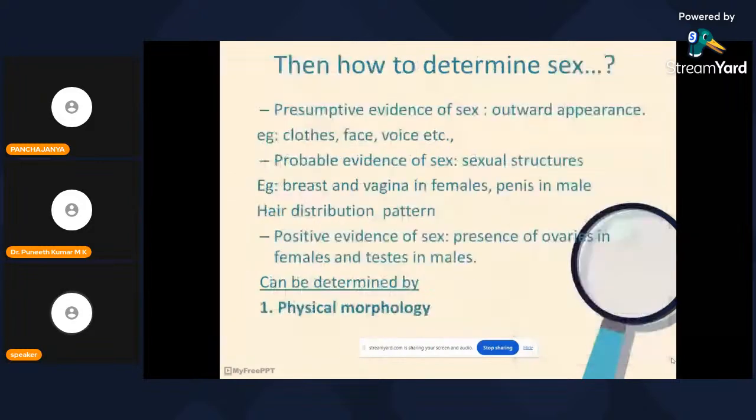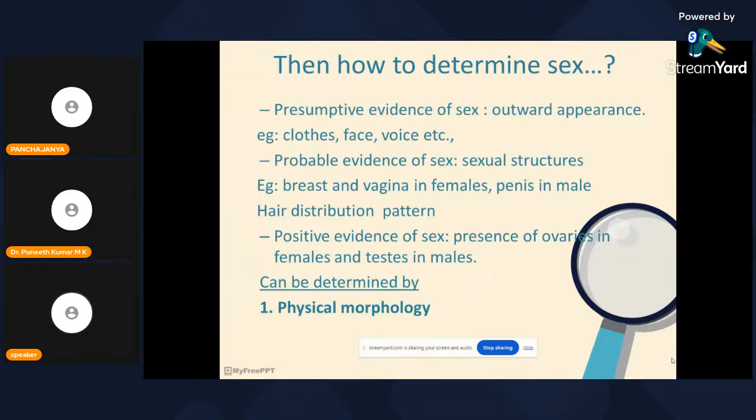Okay, then how to determine a sex? This can be considered under physical or morphological characteristics, where based on the appearance of a person, the evidence can be differentiated into three categories: presumptive evidence of sex, probable evidence of sex, or positive evidence of sex.